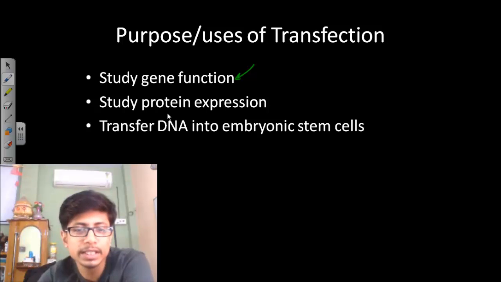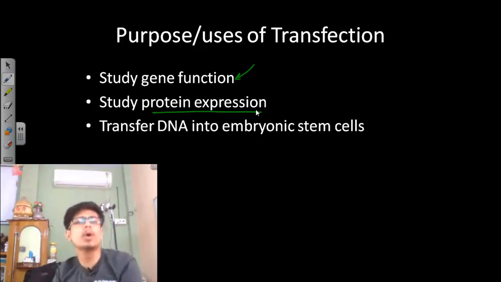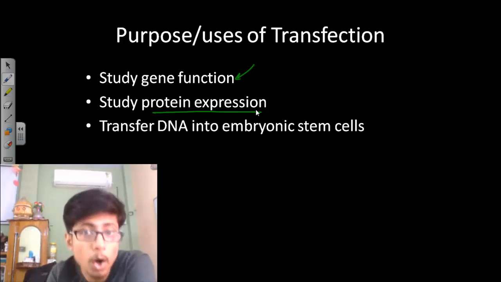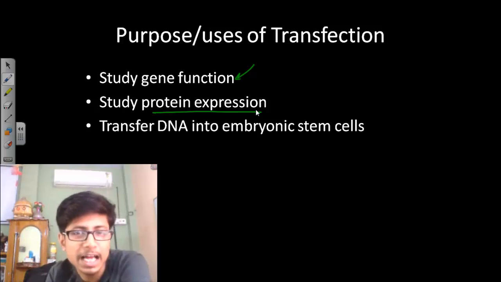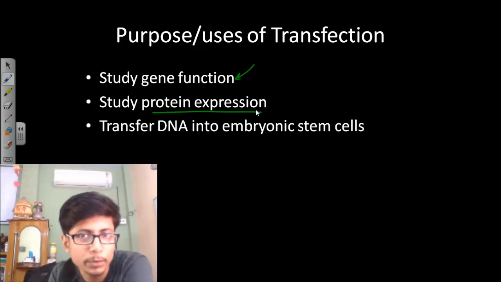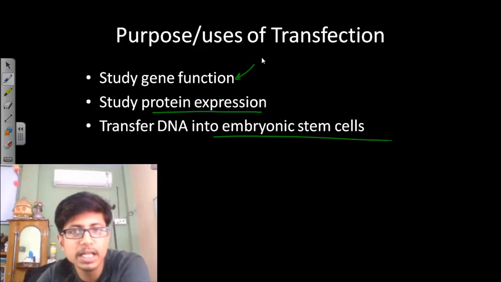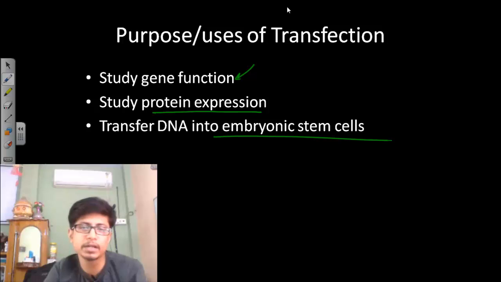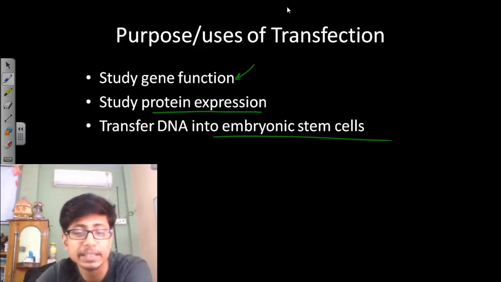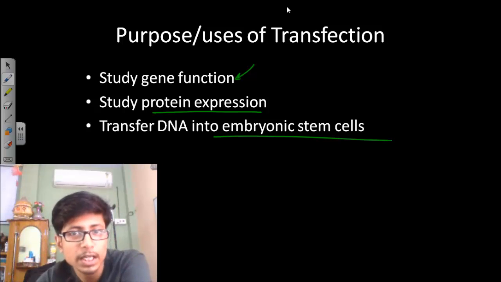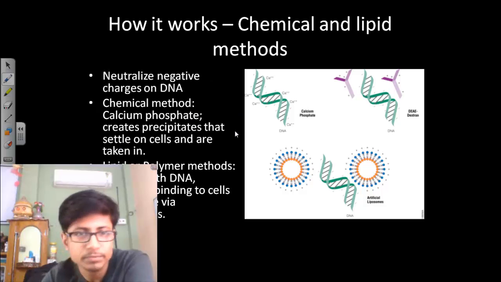And we can also study the expression of proteins, because obviously it's all a matter of expression. That's why we are doing it. Expression of genes can be turned on or off, and all these things are ultimately related to protein production. So obviously the expression of protein we can study. Or we can transfer the DNA into embryonic stem cells, and that can help the embryonic stem cells to grow and develop to finally give us the fully functional individual in this case.